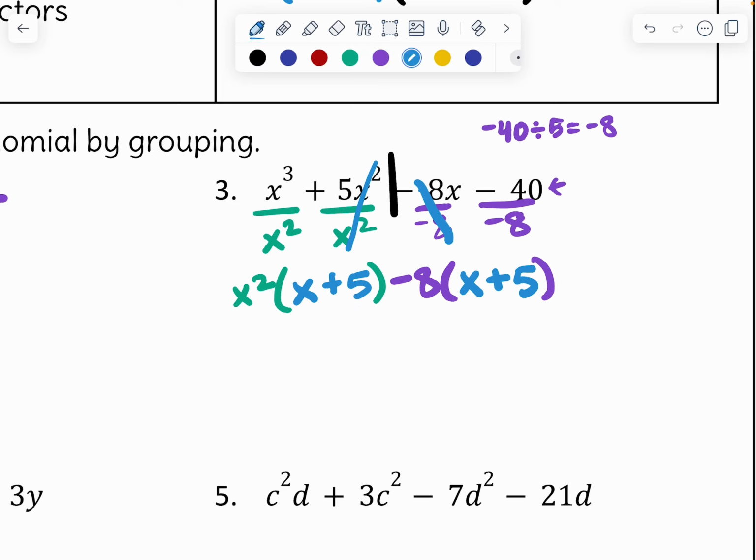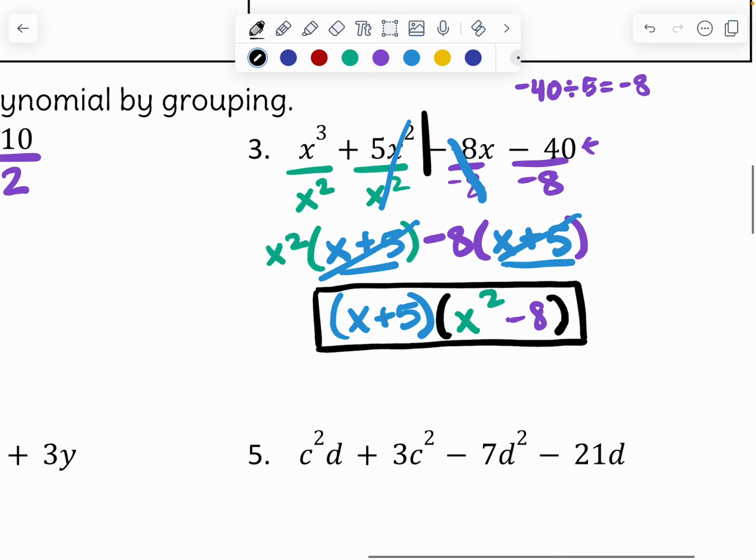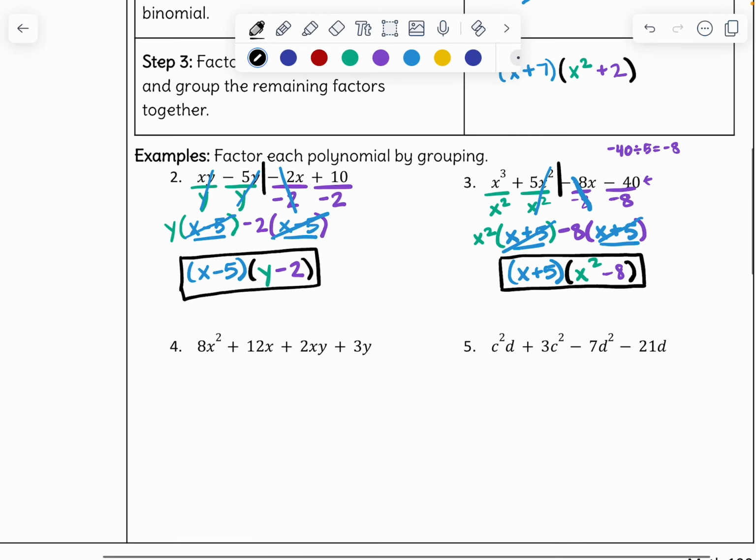So I have matching binomials, x plus 5 and x plus 5. So I have x plus 5, and then x squared minus 8. Okay.